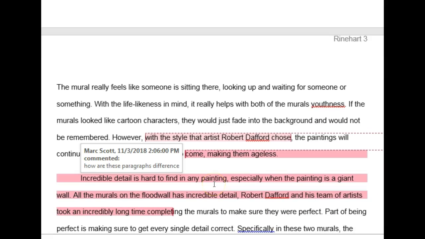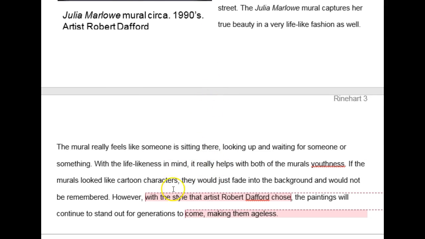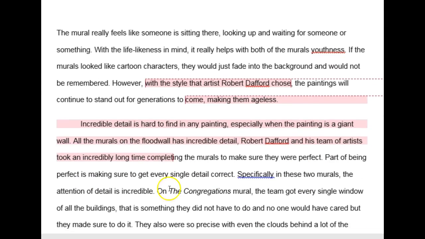Towards the end of this paragraph and going into the next one, it was a little difficult for me to understand exactly how they were different from each other. And I think that they are. It took me a couple reads to figure that out, and I think some clarity here would help. This paragraph here is about how realistic the murals look, and this down here is about the ability to use detail, but there's quite a bit of overlap.